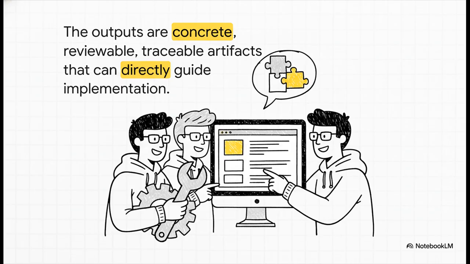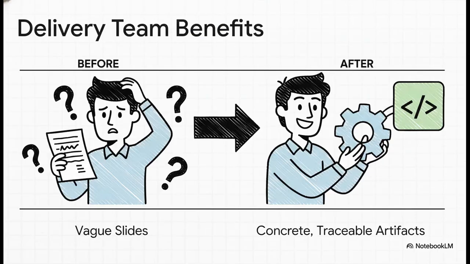Now, what about the engineers on the delivery teams, the people who have to actually build this thing? For them, this is a game changer. Instead of getting vague slides, they receive concrete, traceable artifacts. We're talking clear specs that provide direct guidance for implementation. All that guesswork? It's gone. And these outputs are ready to plug right into modern workflows like GitHub Spec Kit.